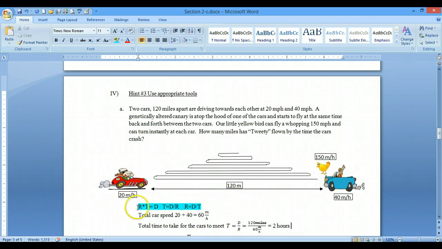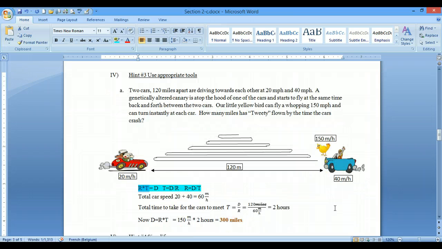That will give me distance. Rate times time equals distance. So I can take my 150 miles per hour, times it by 2 hours, and I will be left with a distance. So 150 miles per hour that this little canary can fly, times it by 2 hours, using unit conversions that we did previously.